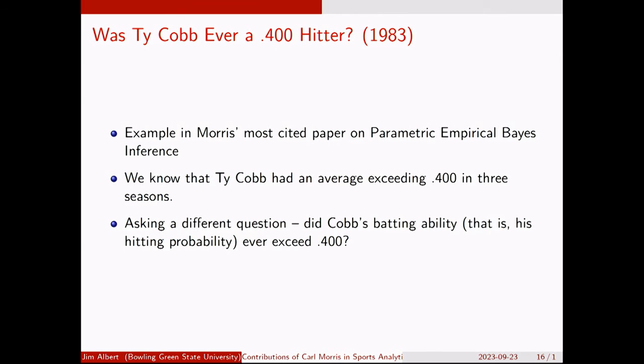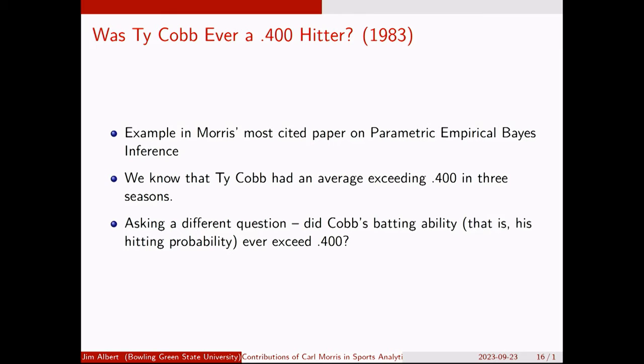Okay, now, probably Carl's best-known paper, or most highly cited paper, was the one on parametric empirical Bayes. This basically set the foundation for hierarchical Bayes and estimating the parameters by means of frequentist methods. And so he wanted to illustrate these procedures that he was talking about in this paper. And so he talks about baseball again.